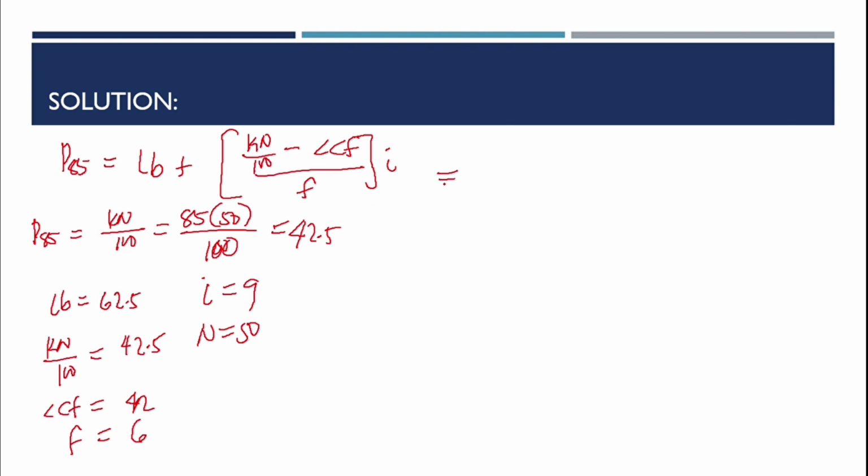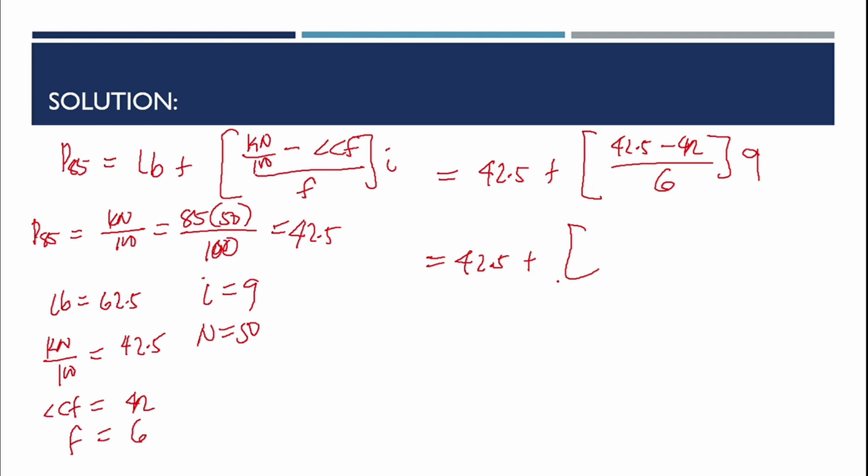Let's solve. We have 42.5 plus, Kn is 42.5 minus 42 over the frequency, which is 6, times the interval, which is 9. So, 42.5 minus 42 is 0.5 times 9 divided by 6, we have 0.75. Let's compute it again to make it clear. 42.5 minus 42 divided by 6 times 9, we have 0.75.